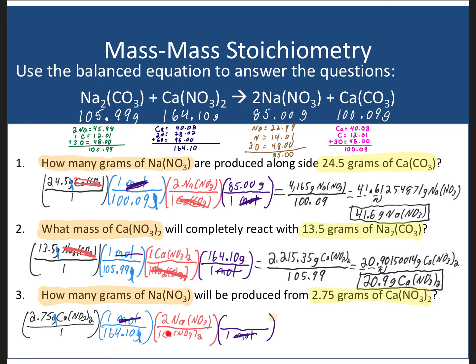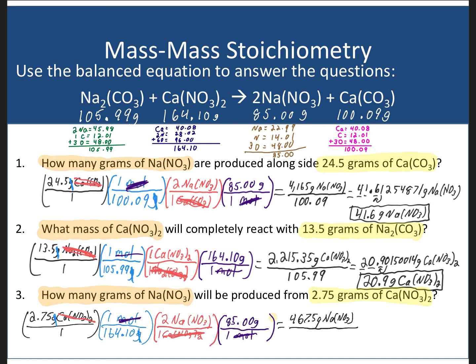Oh, I forgot to cancel out my chemical earlier. Let's go back and do that. The calcium nitrates cancel out. 1 mole of sodium nitrate is 85 grams, so it's 85 grams that goes on the top here. Now I have grams sodium nitrate. I can plug and chug. 2.75 times 1 times 2 times 85 is 467.5 grams of sodium nitrate.